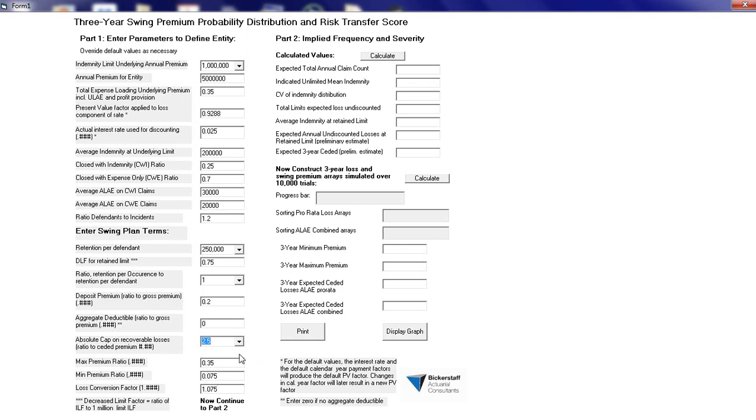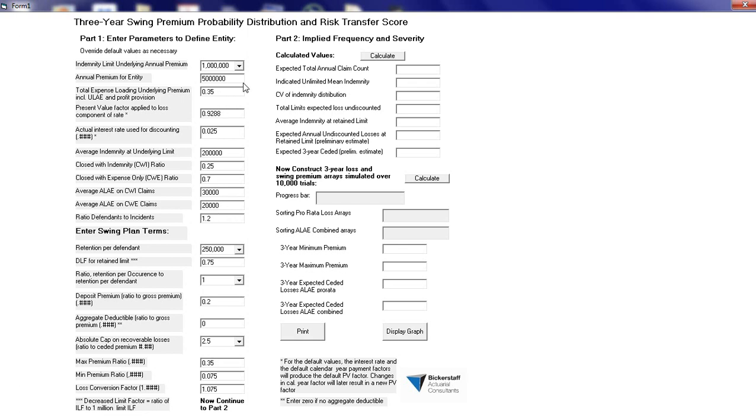Then the real nuts and bolts of the plan on a swing basis are these last 3 numbers. The swing premium is determined very simply, as you know, as the minimum premium, and these are ratios of that $5 million premium, plus the product of this loss conversion factor, and I've used 107.5, times the actual ceded losses in that layer. And it's all subject to a maximum premium of 35% of the premium.